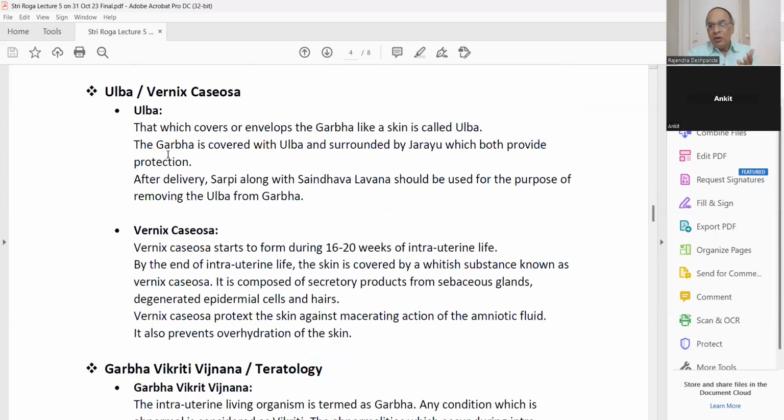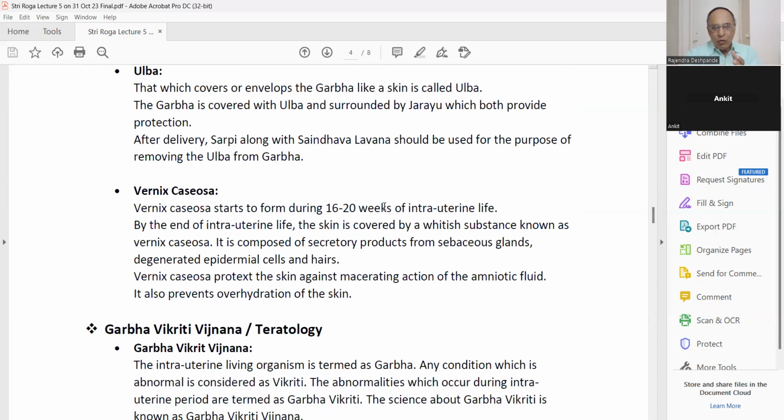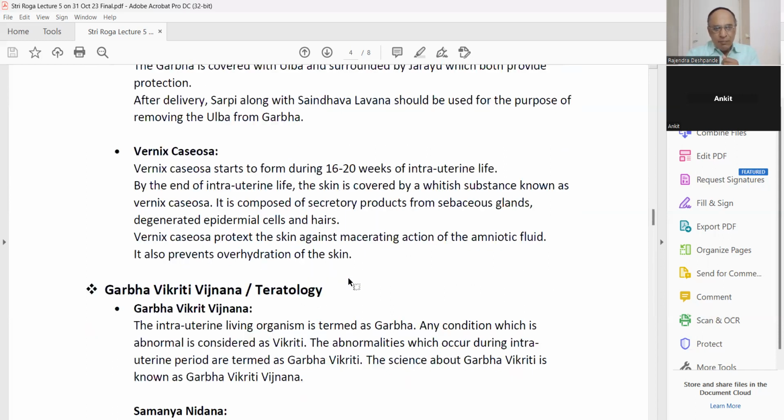Then we talked about the Ulba or the Vernix Caseosa. This Ulba is the Ayurvedic word, Vernix Caseosa is the modern word. It is like a lamination. I have told you that it starts from the 4th to 5th month, and it is the secretion of the sebaceous glands and degenerated epithelial cells and hairs, and it protects from maceration. In Marathi we call it kujana. In English, I don't remember the exact word, but maceration is decaying, that is the proper word, decaying by the action of the amniotic fluid. It also prevents overhydration.